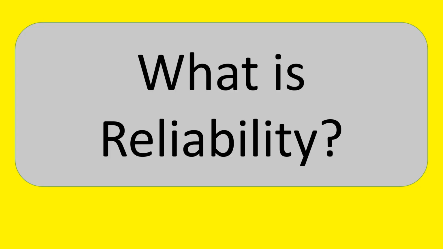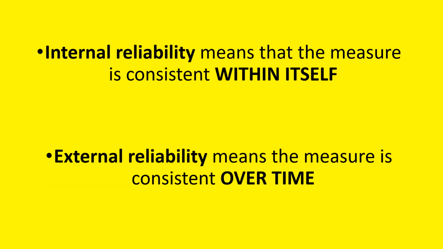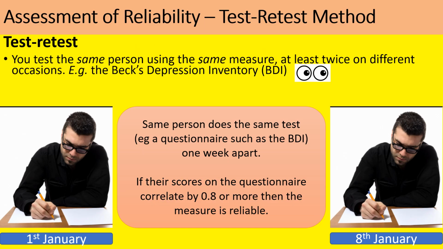Okay, so we're nearly there. Reliability now. Hopefully you've just reminded yourself that reliability means getting consistent results. So if you repeated an experiment, would you get similar results the next time? There's also internal reliability, which means that the measure is consistent within itself, and external reliability talks about whether the measure is consistent over time.